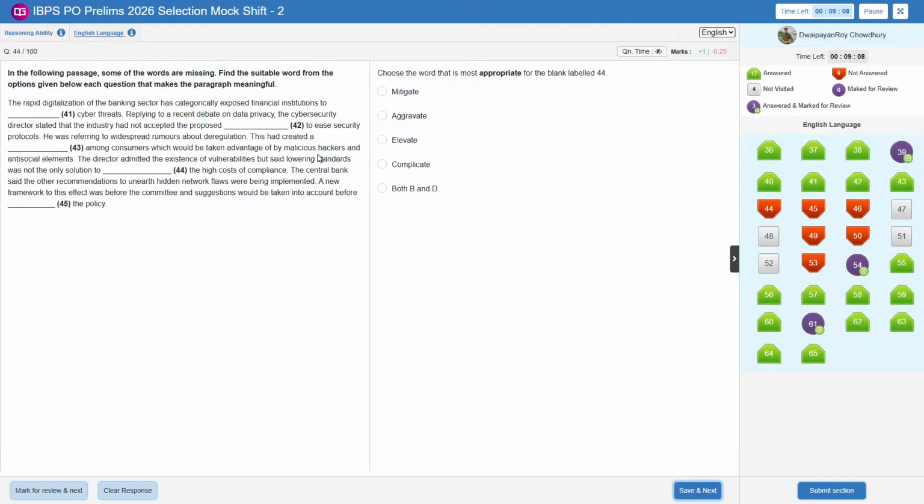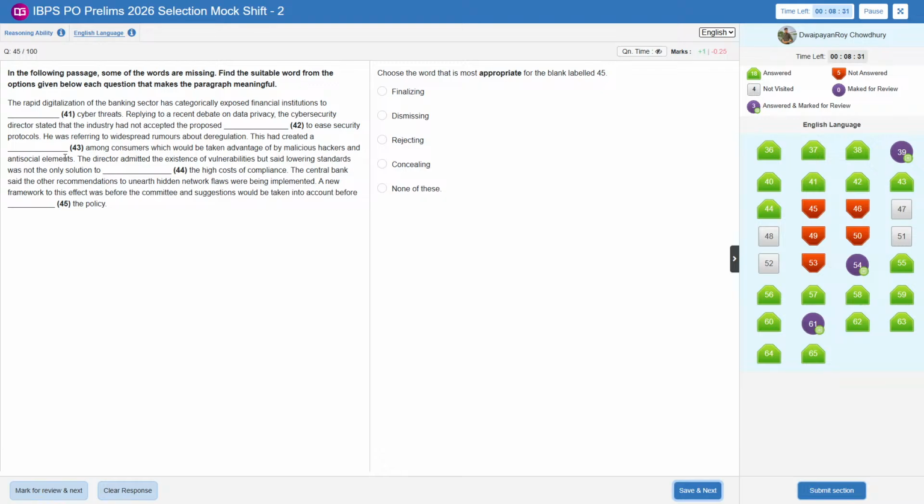advance of by malicious hackers and antisocial elements. The director admitted the existence of vulnerabilities but said lowering standards was not the only solution to dash the high cost of compliance. It was not the only solution to mitigate. Was not the only solution to mitigate the, so aggravate, elevate, all these are something else.